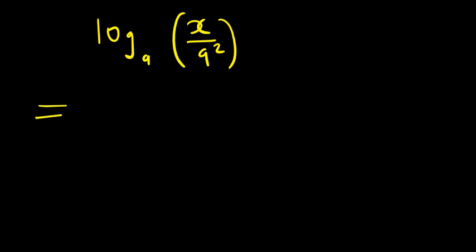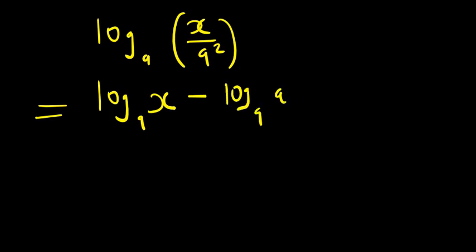Okay, so how am I going to solve this one? We said whenever you're dividing, you subtract the logs. So I'm going to have log_a x minus log, the base is a, in this case it will be a to the power 2, just the way it is, a squared. So now what do we do?